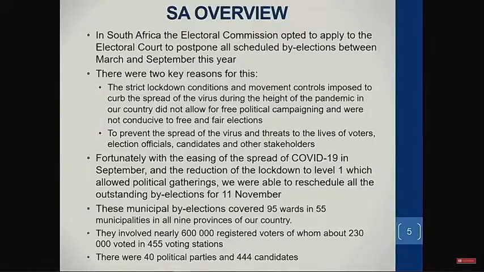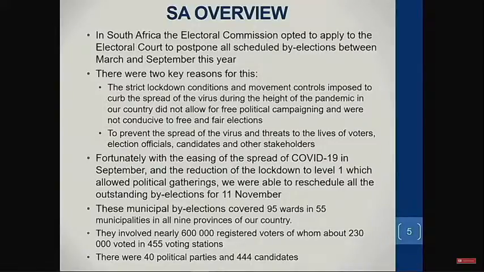because this gave us a window and the first opportunity to see how we can apply the protocols that we've been exchanging with our counterparts throughout the world, to see how we can apply them in our own environment, because we needed to customize to the South African situation. And thus these by-elections provided us this experience, which I'm sharing with yourselves today.